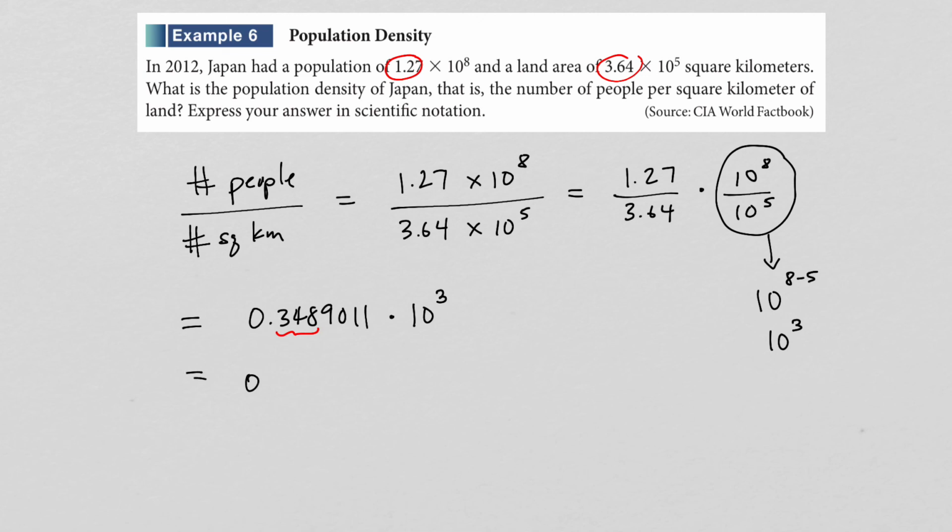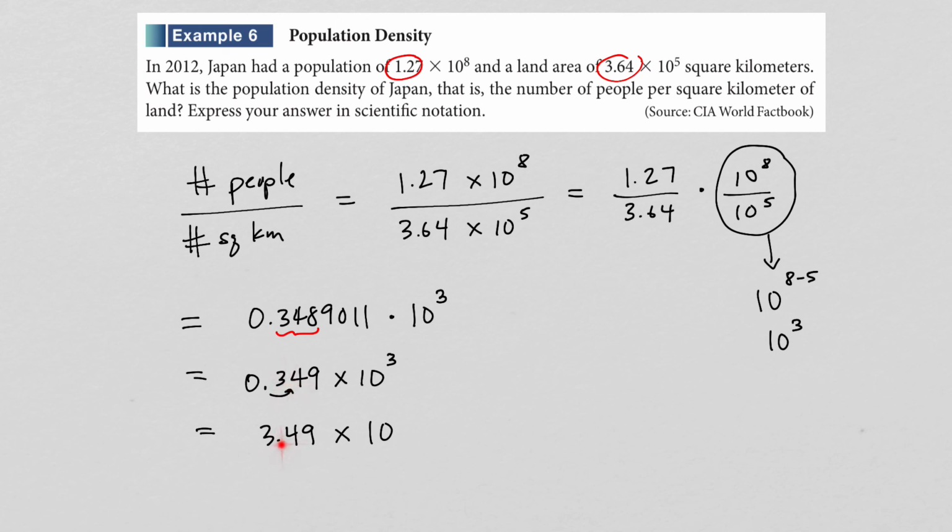So what I have here is 0.3489. That becomes 0.349 times 10 to the 3rd. Now, the reason this is not in scientific notation is because this number is not between 1 and 10. So again, to make it between 1 and 10, we need to move that decimal here. So that becomes 3.49 times, and then what happens to the power of 10? Well, again, think about what we just did. We moved it one place to the right.